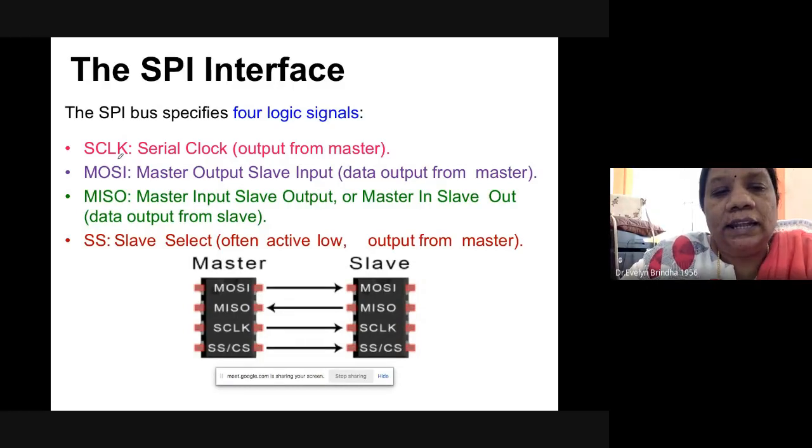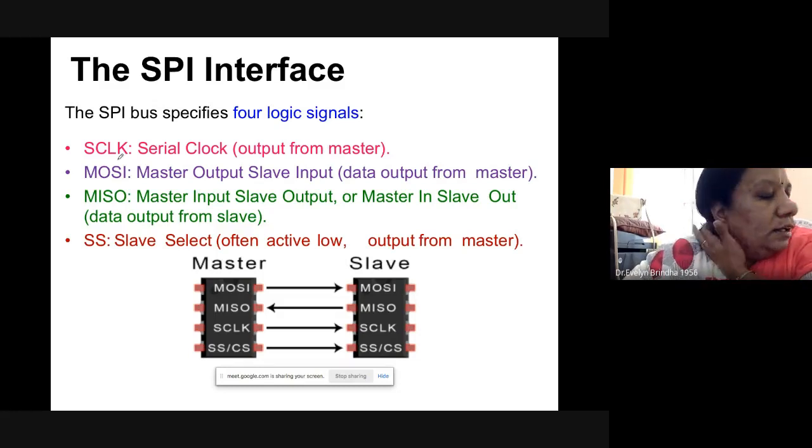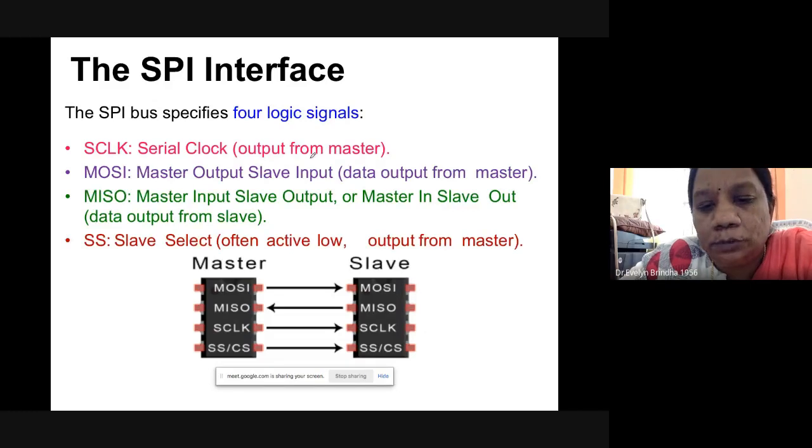The first signal is called serial clock, SCLK. This signal has to be generated by the master, because whoever generates the clock is called the master. The master also has a serial clock, and the slave also has a serial clock. The only difference is that the one who generates the clock becomes the master, and the one who receives the clock becomes the slave. Clear? That is the first logic signal.